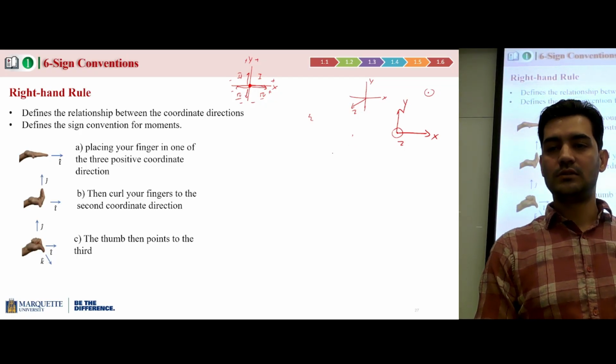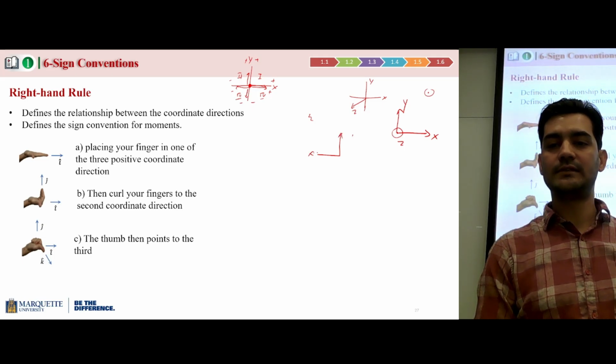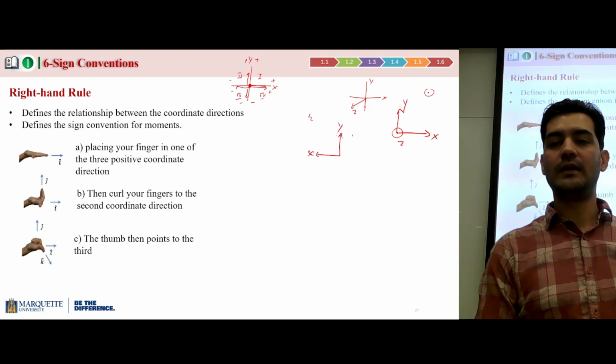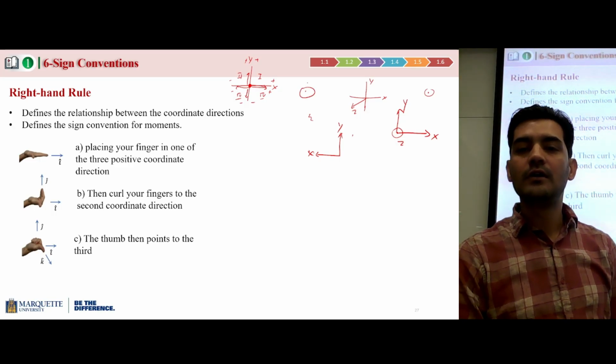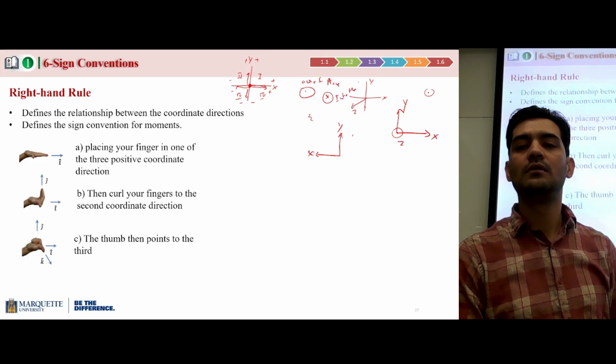So we can do another example just to clarify. This is x-axis, this is y-axis. If it's out of the plane, you're gonna put a dot and circle. If it's into the plane, you're gonna put a cross and circle.